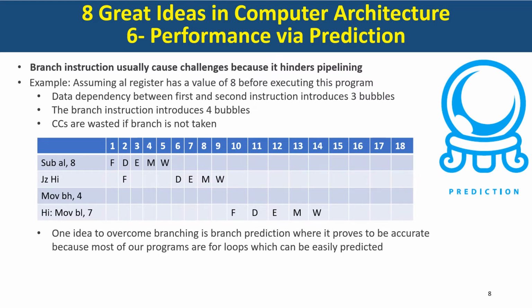Number 6, performance via prediction. There is a concept of pipelining bubbles. If you have two dependent instructions, for example A equal to B plus C, then Z equal to X plus A, these two instructions cannot run in parallel, because instruction 2 must wait for the first instruction to finish before it can execute, since it's dependent on the first instruction. That creates what's called a bubble in the pipeline.